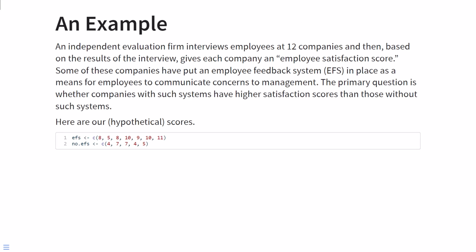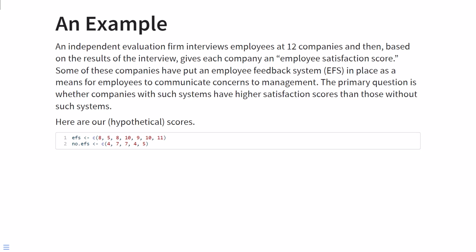An independent evaluation firm interviews employees at 12 companies, and then, based on the results of the interview, gives each company an employee satisfaction score. So the unit of analysis here is a company, and this independent firm is deciding what the employee satisfaction is like within that company. Now, some of these companies have put an employee feedback system in place as a means for employees to communicate concerns to management. So the primary question here is whether companies with such systems have higher satisfaction scores than those without such systems. And we're going to hypothesize that they do.